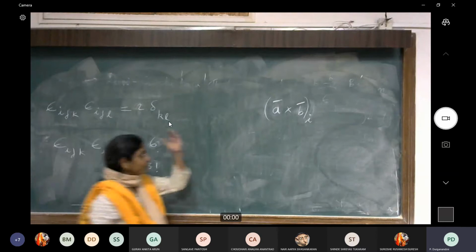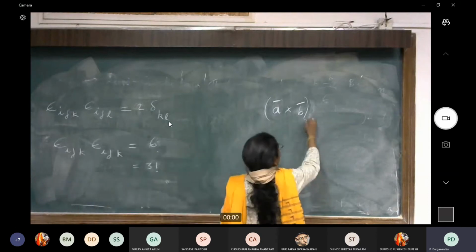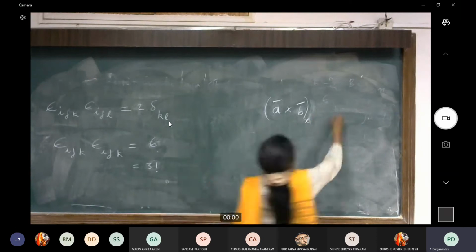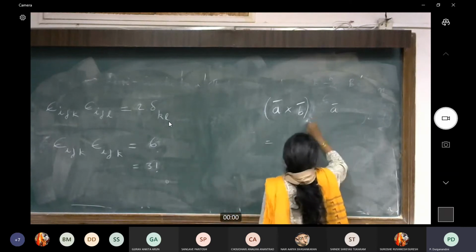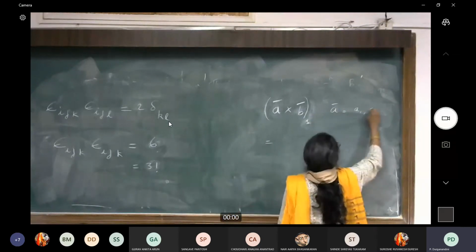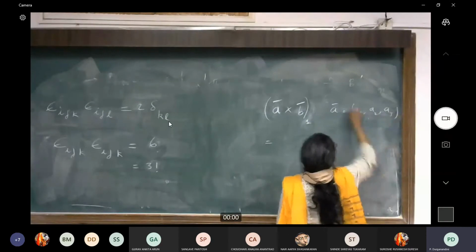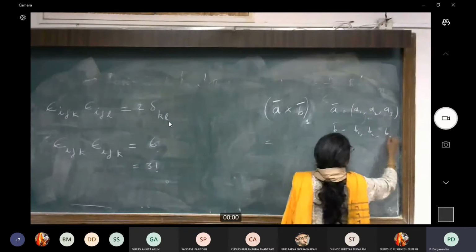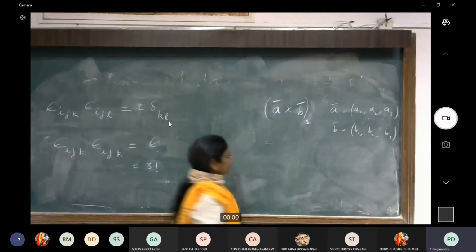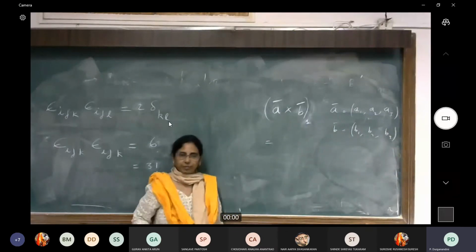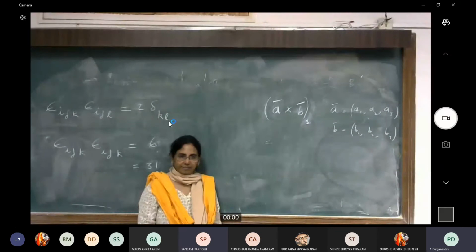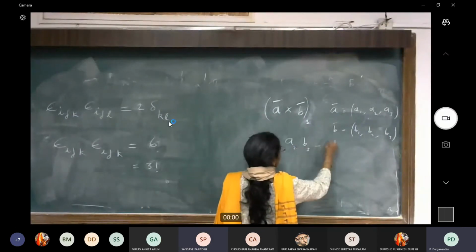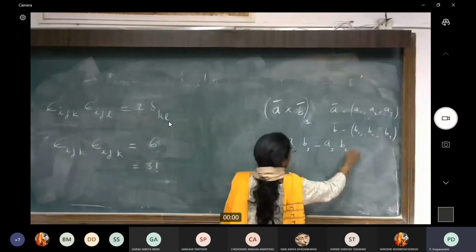So how will the ith component be? Okay, so first, suppose I want the first component or the x component. Let me write it like this. Suppose we'll write A as A1, A2, A3, and B as B1, B2, B3. Now, if I want the first component of A cross B, what will this be by definition? A2 B3 minus A3 B2, right?